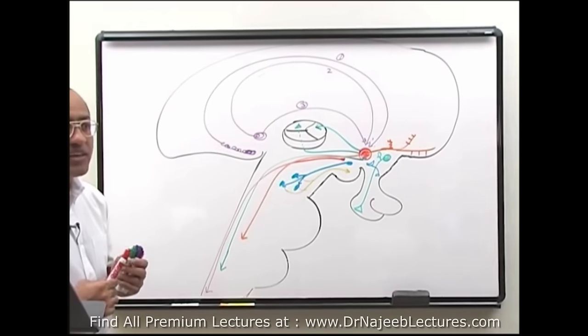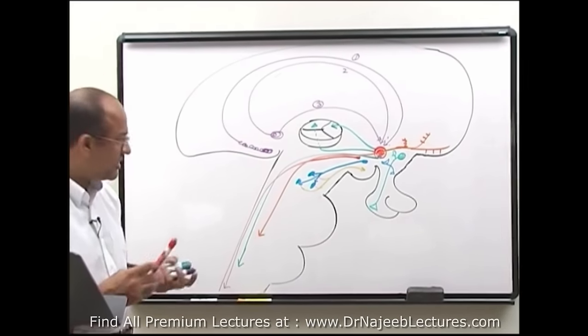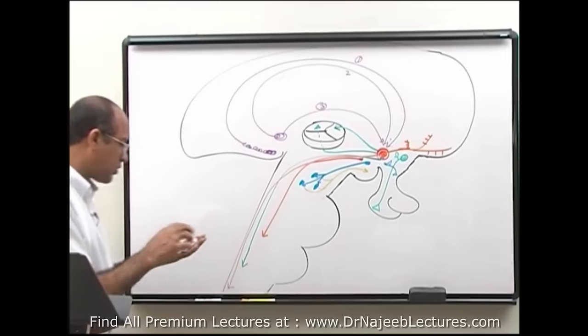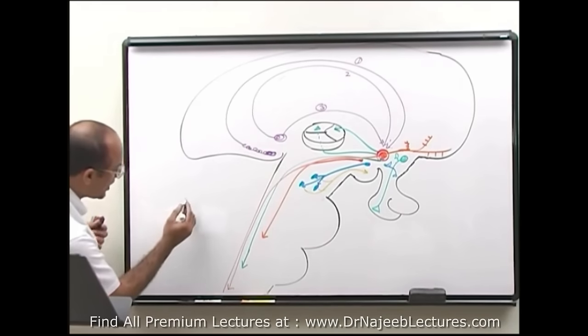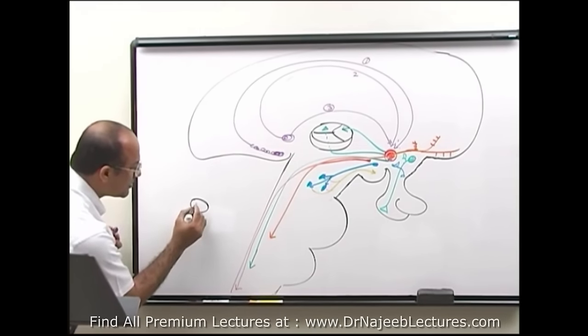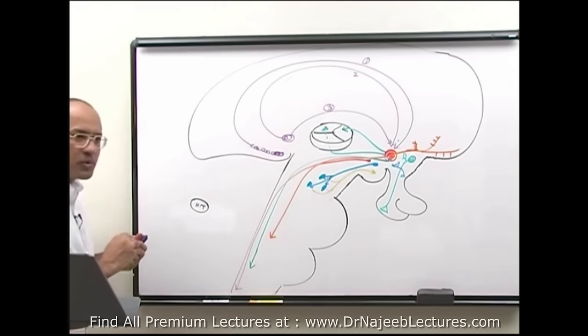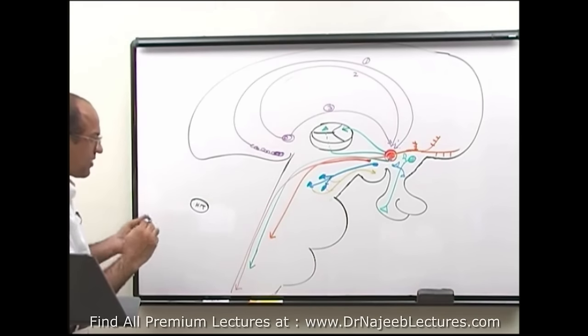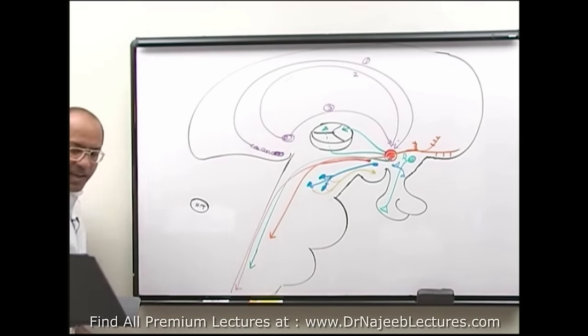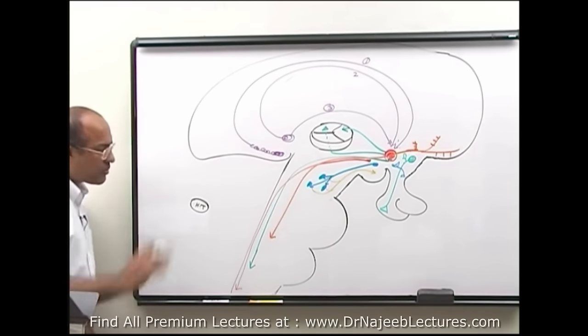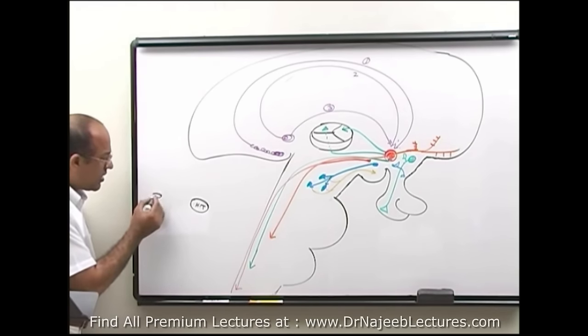Spinal hypothalamic spinal pathway. Is that right? Now, another way, just to look at it as last. This is the hypothalamus, which has 12 connections. Now, I will just give you a clue and you will tell me what pathway I'm drawing.